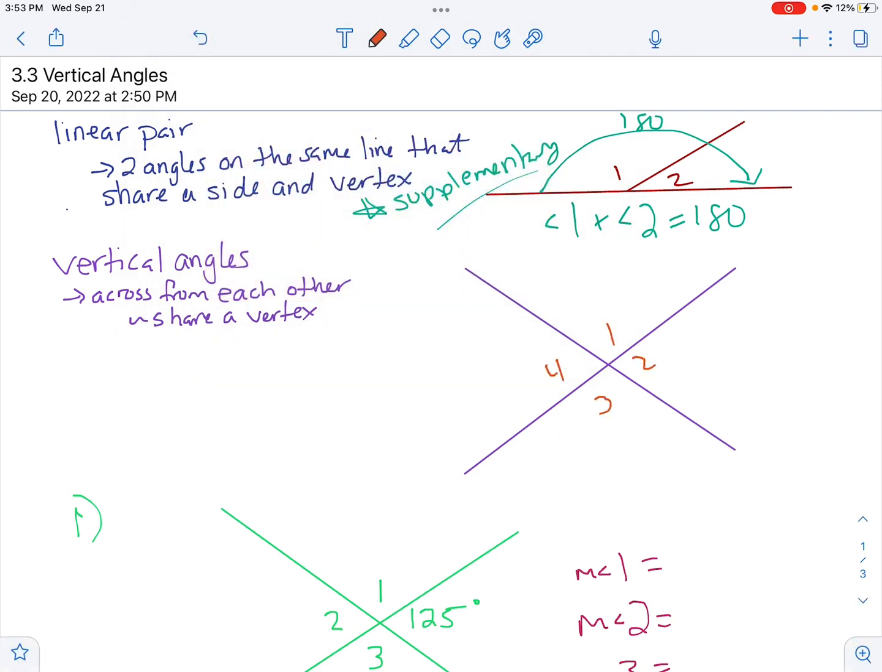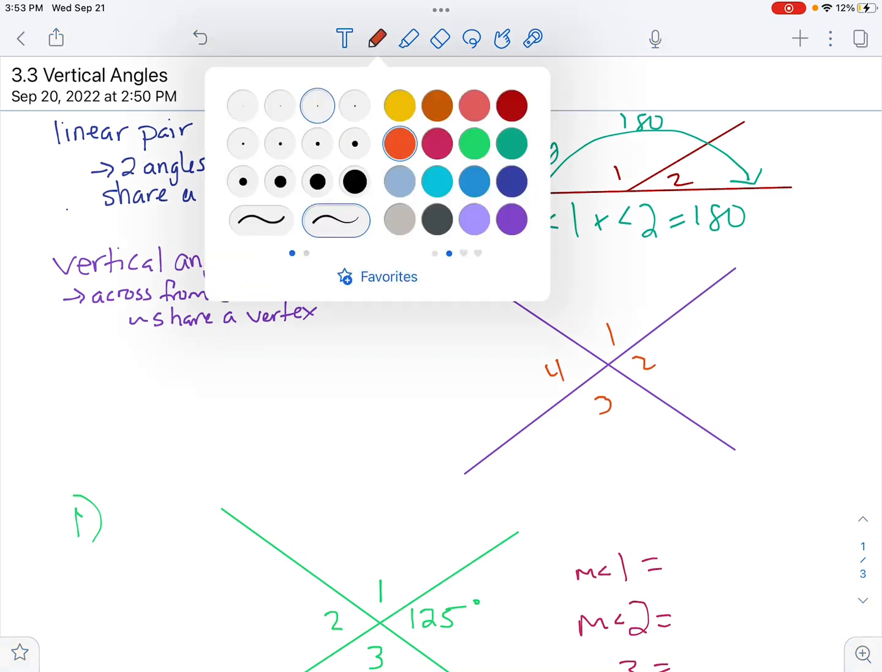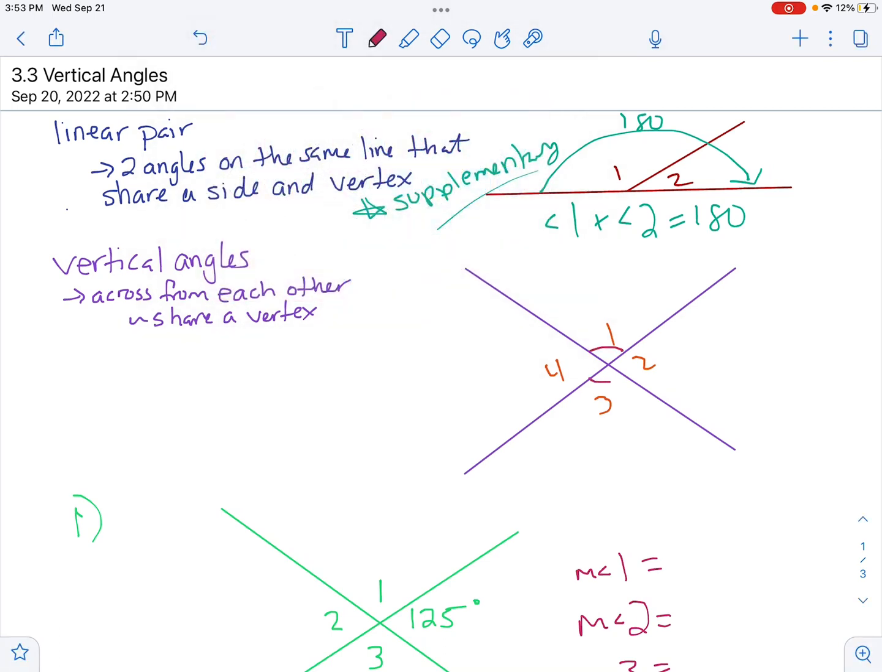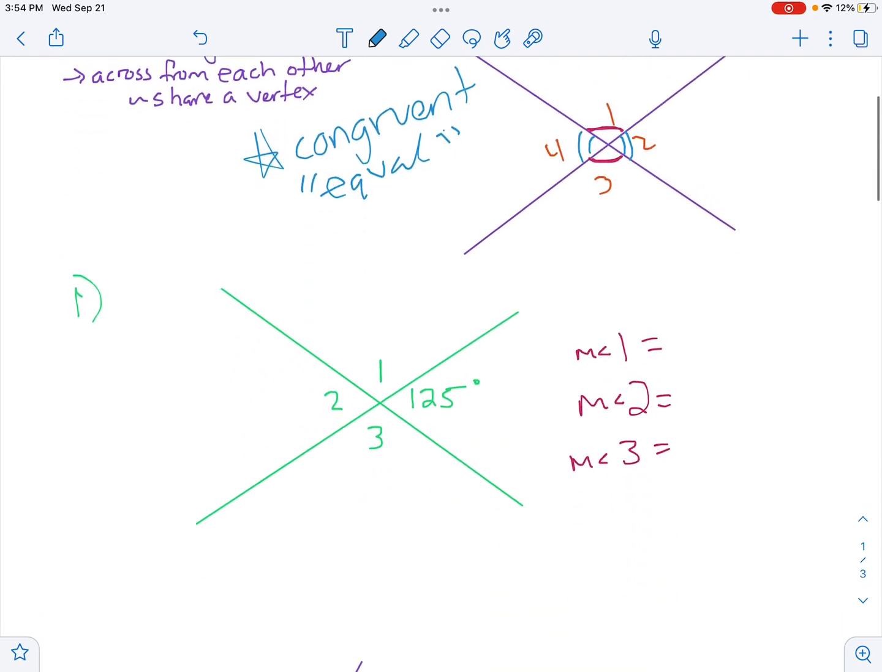So if I call this 1, 2, 3, and 4, which ones are across from each other? We would have these vertical angles right here. And then we would also have angle 2 and angle 4 are vertical angles. Now, what do you know about vertical angles? Vertical angles are congruent, or they're equal. So when you're solving with vertical angles, you're going to be setting them equal to each other. So let's look at this first example.